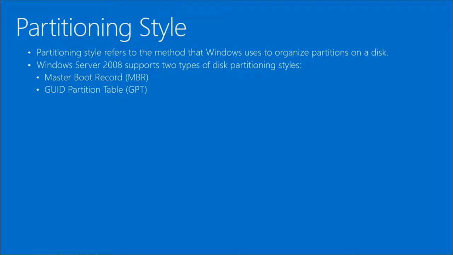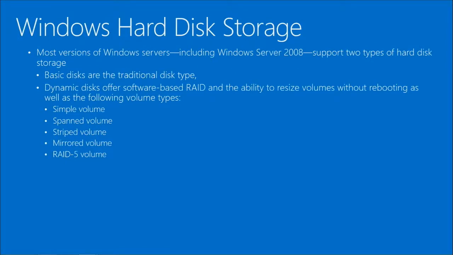Partitioning style refers to the method used to organize a partition on the disk. Two types of partitions are supported here: the master boot record, MBR, or the GUID partition table, GPT. Most versions of Windows Server support two types of hard disk storage: basic and dynamic. Basic is the traditional type. Dynamic enables the ability to change the disk size while it's running, and you can do this without rebooting. The volume types are simple, spanned, striped, mirrored, and RAID 5.